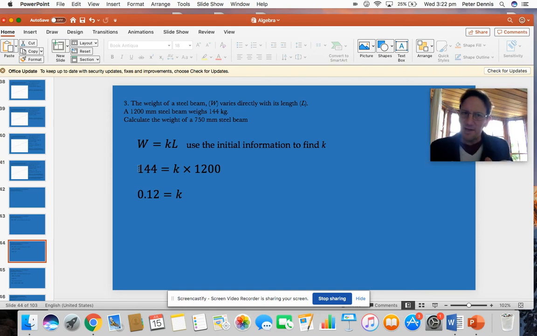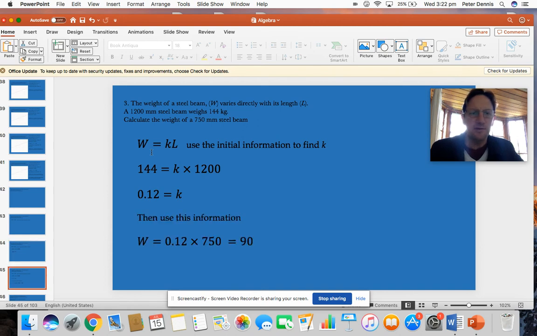Once we've found K, what we're going to do is substitute straight into here. What are we finding? Calculate the weight, the W, of a 750 mil beam. So we know what K is, we know what L is, and we can easily find out what W is. So we use that information. There's our K, there's our length, there's our W.